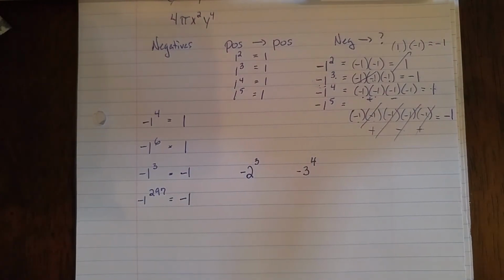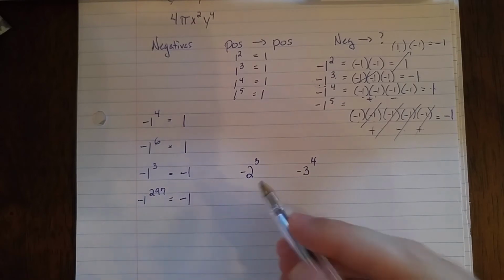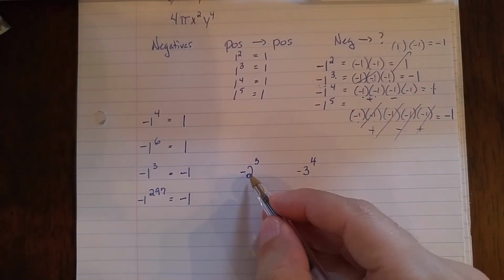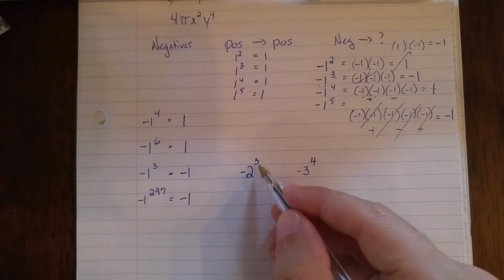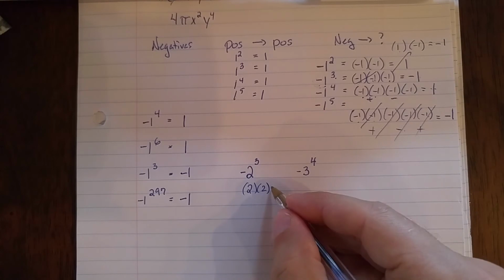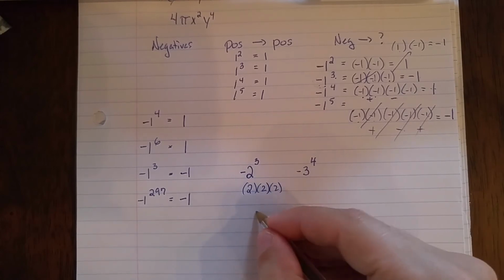All right, so let's see this with some numbers that are not 1. So here I've got negative 2 to the 3rd power. So for now, just ignore the negatives. I've got 2 to the 3rd power. Well, 2 times 2 is going to be 4, times 2 again is going to be 8. So I know it's going to be an 8.